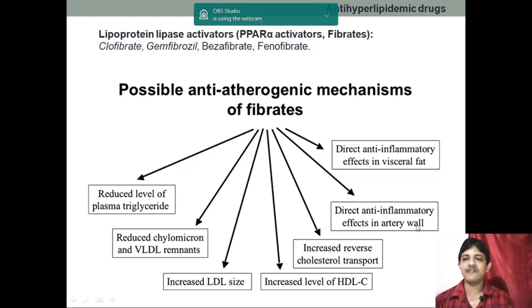They have a direct anti-inflammatory effect on the artery cell, because inflammation may happen due to the plaque formation, and a direct anti-inflammatory effect in visceral fat. So these are the possible mechanisms of action of fibrates.